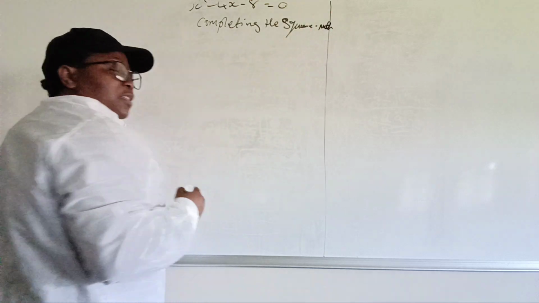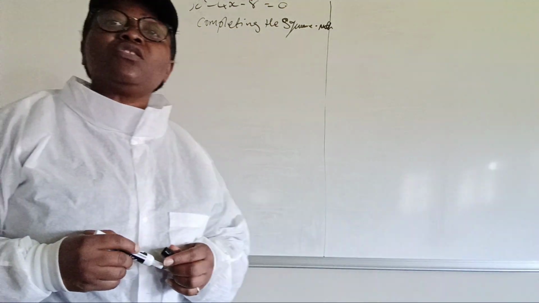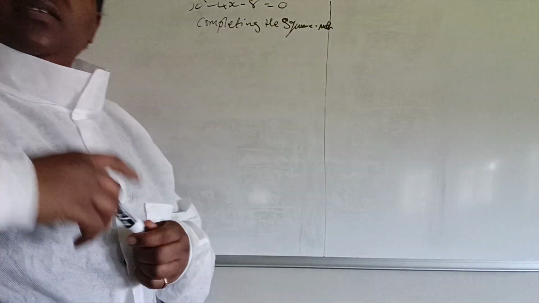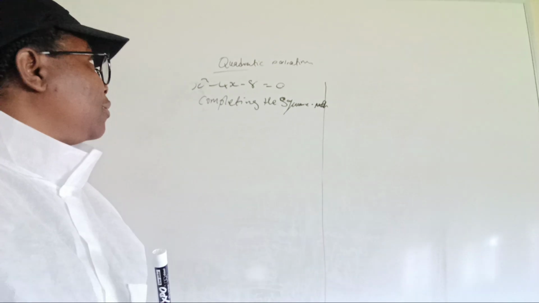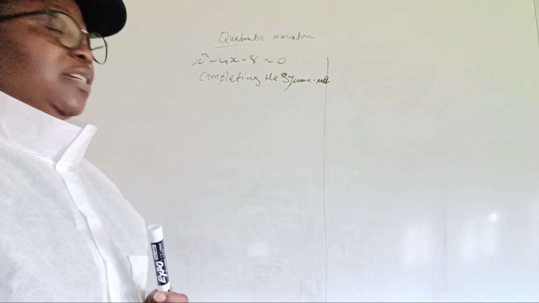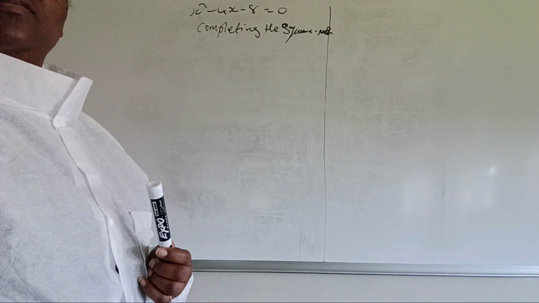We're going to use the completing the square method to solve this problem. And what is the problem? The problem is x squared minus 4x minus 8 is equal to 0.